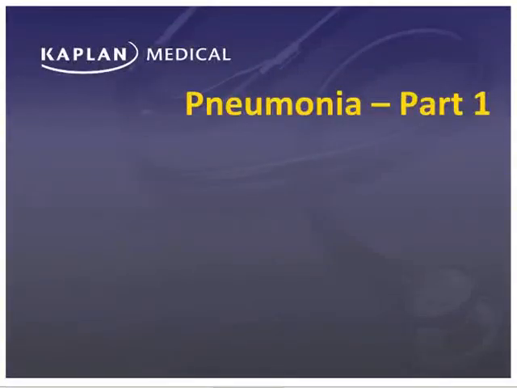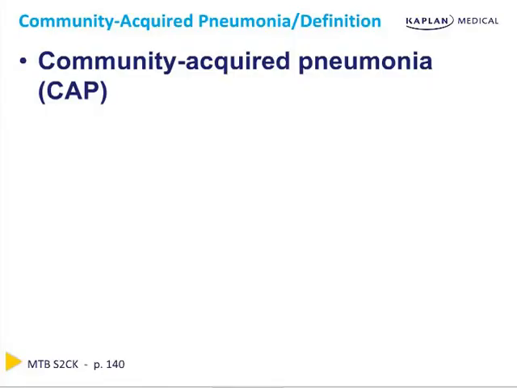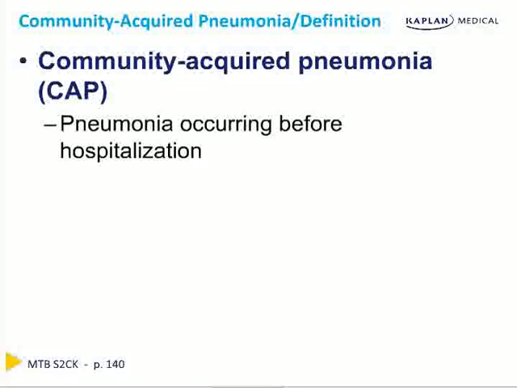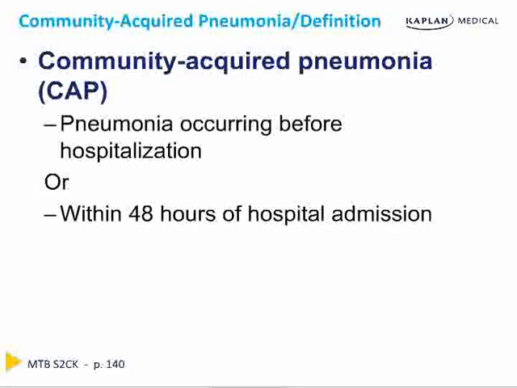In this lecture, we're going to discuss community-acquired pneumonia. Community-acquired pneumonia is defined as pneumonia occurring outside of the setting of hospitalization, or a pneumonia occurring within 48 hours of hospital admission. In that situation, less than 48 hours is not enough time for the pneumonia to have been picked up in the hospital.